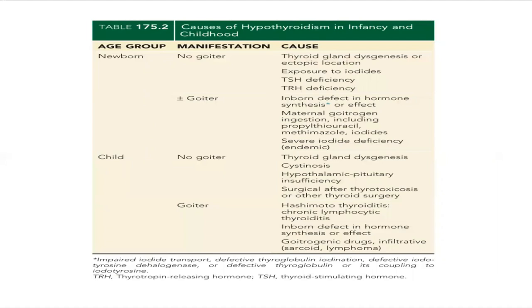ده causes of hypothyroidism. في النيوبورن ممكن يبقى no goiter أو goiter، وفي childhood ممكن يبقى في no goiter أو goiter. وأسبابه، ففي النيوبورن no goiter, thyroid gland dysgenesis or ectopic location. لو في goiter ممكن ده يكون ايه؟ dyshormonogenesis اللي هو inborn defect in hormone synthesis or effect. يعني في مشكلة في السينثيسيس of the hormone، فالغدة بتقعد تكبر تعمل goiter ومش قادرة تكون الهرمون.